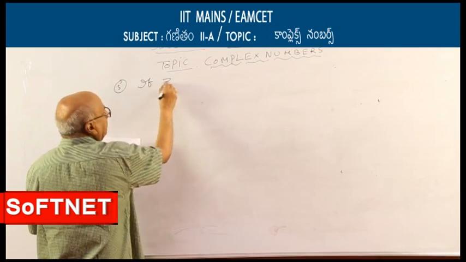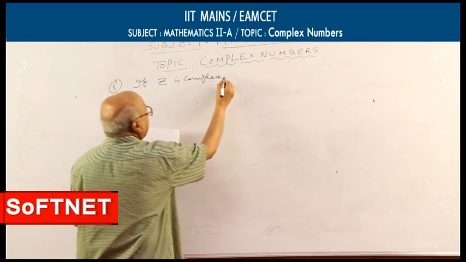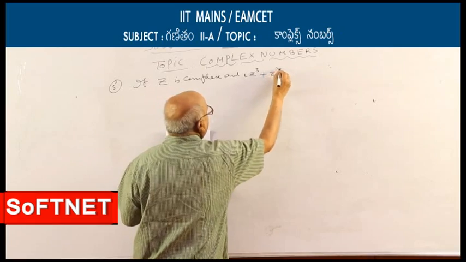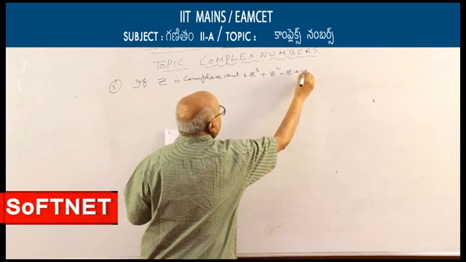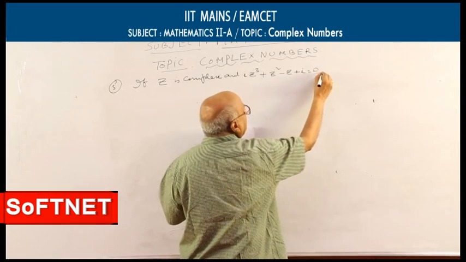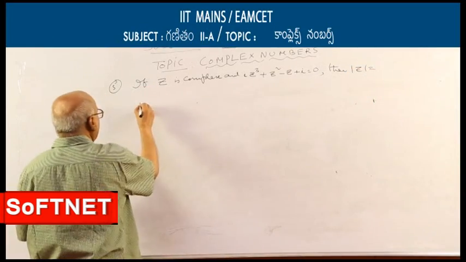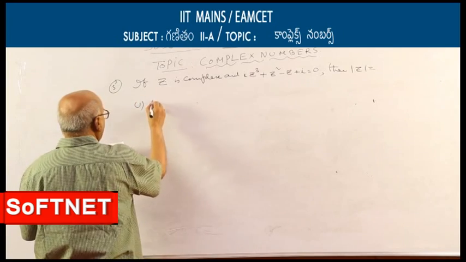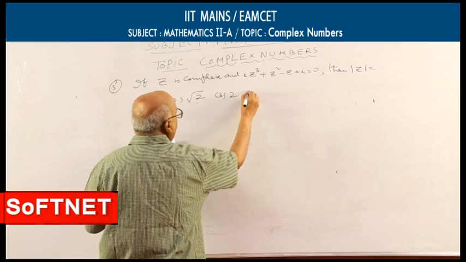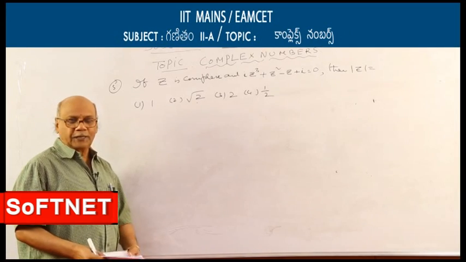If z is complex and i z cubed plus z square minus z plus i is equal to 0, then mod z is equal to: 1, 2, root 2, 3, 2, and 4, 1 by 2. And all of you know that minus 1 is equal to i square.